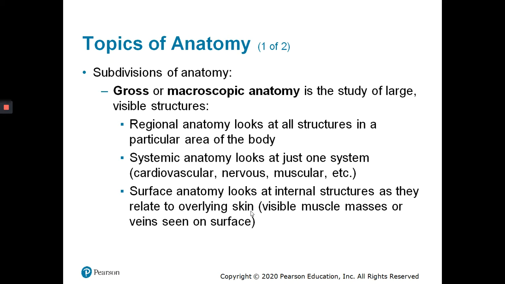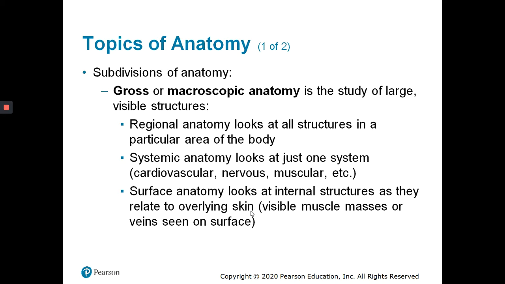These are things that we can see with the naked eye. Sometimes, again, we call that gross anatomy. And then regional anatomy looks at all the structures in a particular area of the body. Systemic anatomy looks at just one system, like the cardiovascular, nervous, muscular. And that's kind of what we're going to be doing throughout the semester, is looking at each different system and what organs comprise that system and how those organs work together.